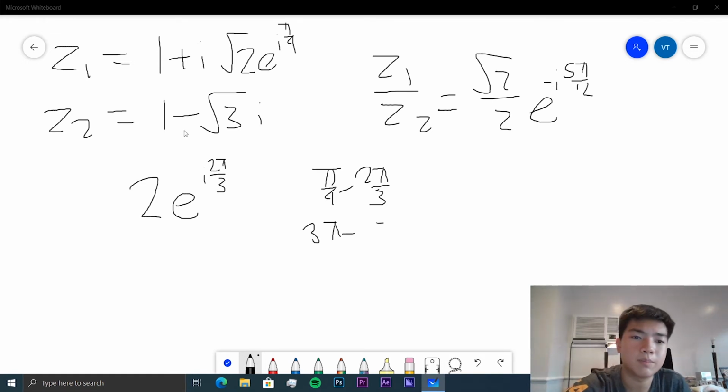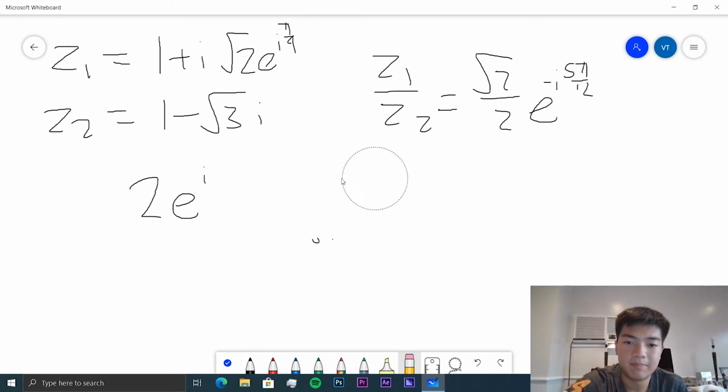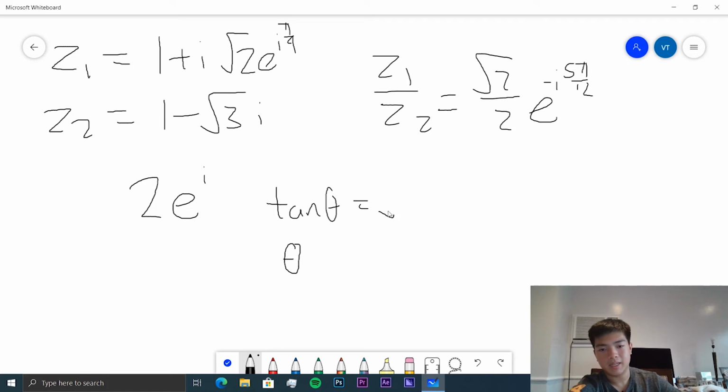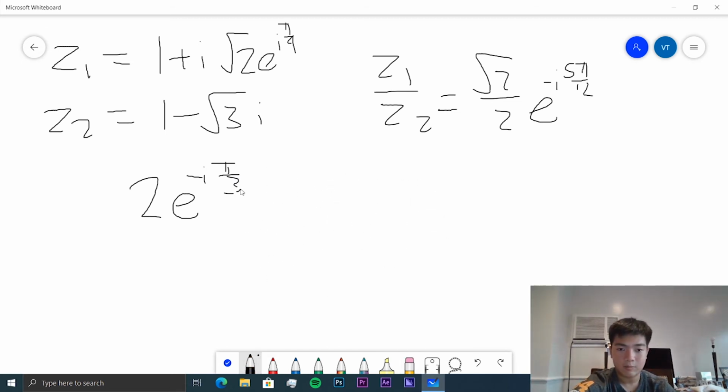Wait, cosine is positive. So I've messed this up, sorry. This is 2e to the i, but instead theta, because tangent theta must be equal to negative root 3. So this is actually equal to 5 pi over 3, or negative pi over 3, since we have sine is negative and cosine is positive. Just remember that there are 2 tan values for each rotation.